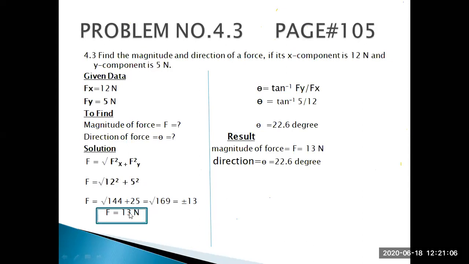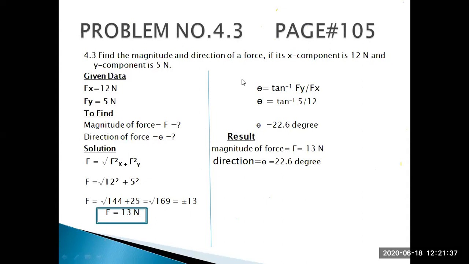But since force is a vector quantity and its magnitude cannot be negative, I am ignoring the negative sign, and only positive 13 Newton will come. Again, the unit of force is Newton. Now I have found the magnitude of the force. The first thing I have found is the magnitude of force F, which is 13 Newton.